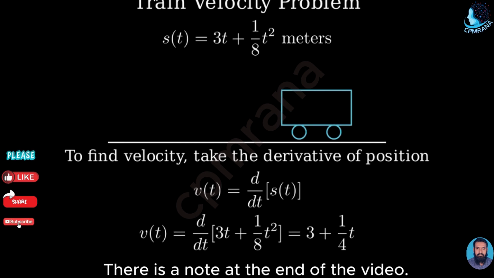Before we plug in 5 minutes, we need to convert it to seconds. 5 minutes equals 300 seconds. Now, we can substitute t = 300 into our velocity equation.